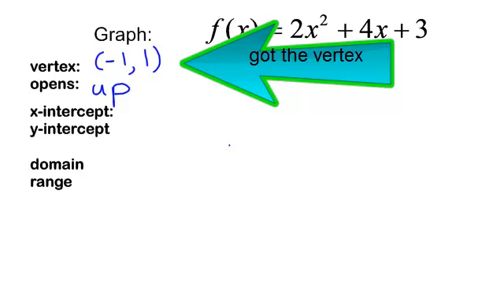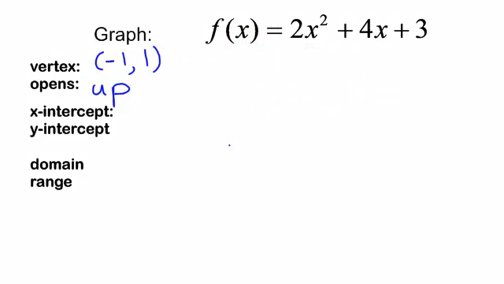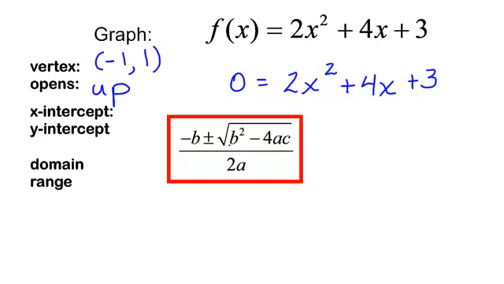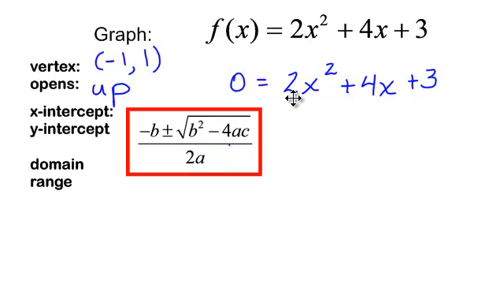Okay, now I need to find my x-intercept. In order to find your x-intercept, you let y equal 0. And we do have a quadratic equation. And how do we solve these? We could factor them. We could complete the square and use a square root property. Or we could use the quadratic formula. So let's use the quadratic formula for this one. Remember, a is 2, b is 4, and c is 3.